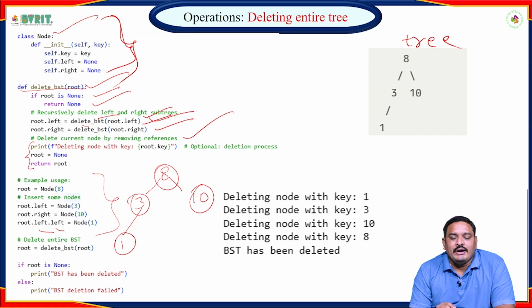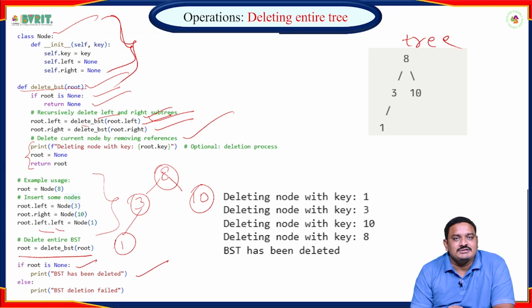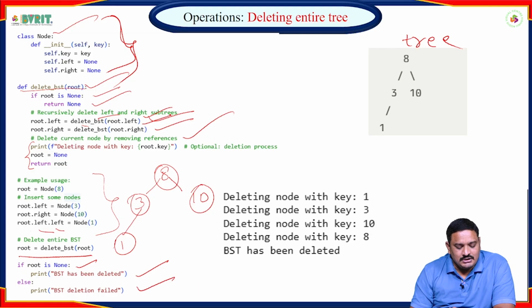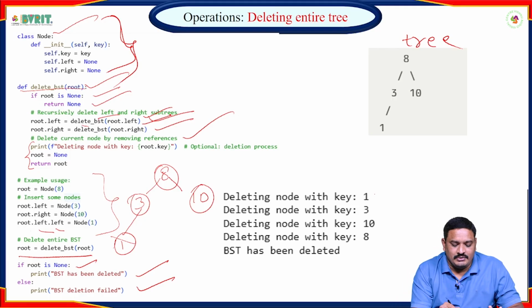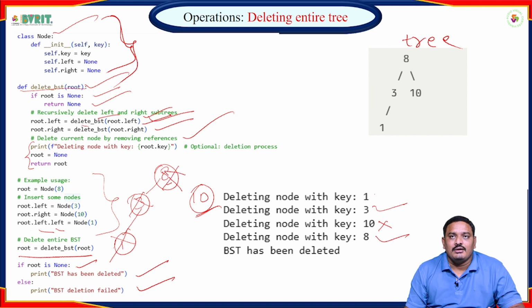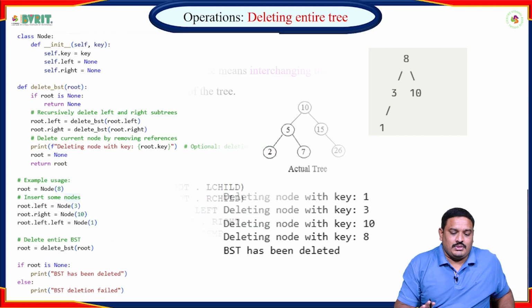What is the target? We are deleting the entire tree. To delete the entire tree, root equals delete_binary_search_tree. Now, if root is None, the binary search tree has been deleted. Otherwise, binary search deletion has failed. Okay. We delete the node with key value 1. This node will be deleted. Next, the node is 3. This node will be deleted. Next, node 10 will be deleted. Next, node 8 will be deleted. Finally, the entire tree is deleted.